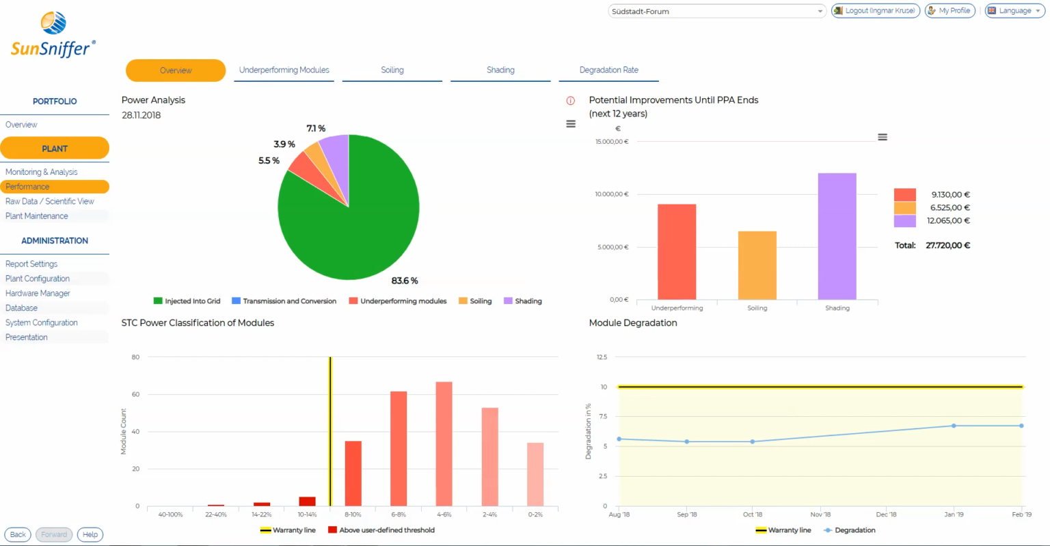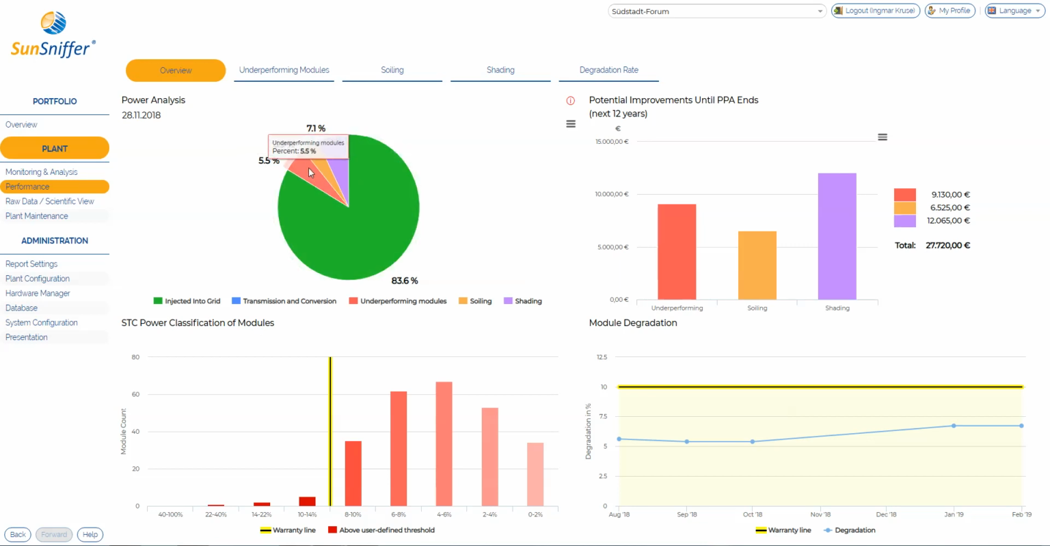This is the way we present the data. Our main focus is to see where our plant is losing power and where it could generate more. So we have identified three areas.